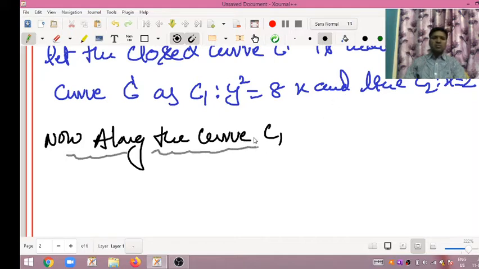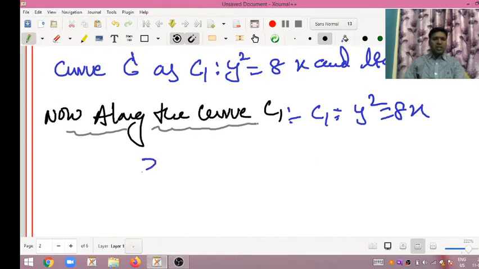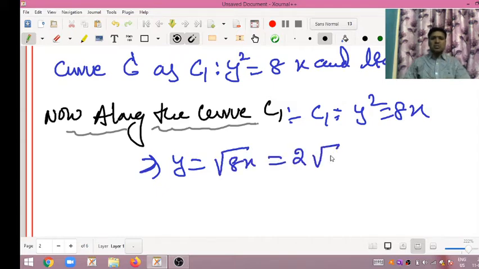So along the curve C1 means what? C1 is y square is equal to 8x. Y square is equal to 8x means y is equal to what, my dear friends? Y is equal to square root of 8x. That means 2 root 2 into root x, my dear friends.